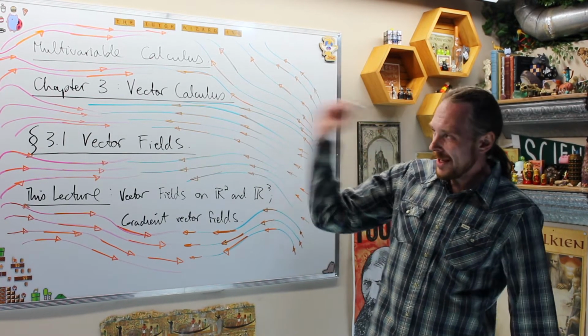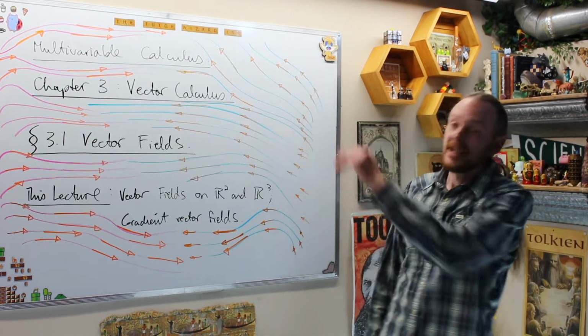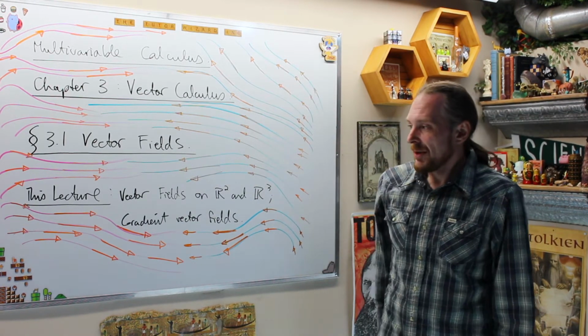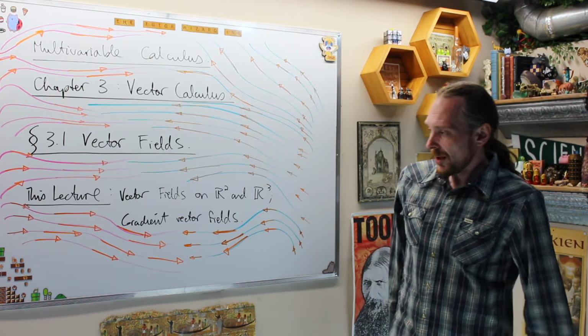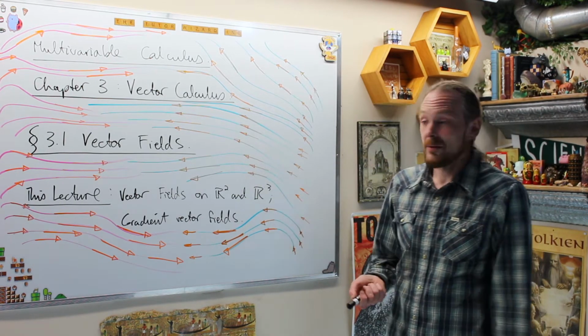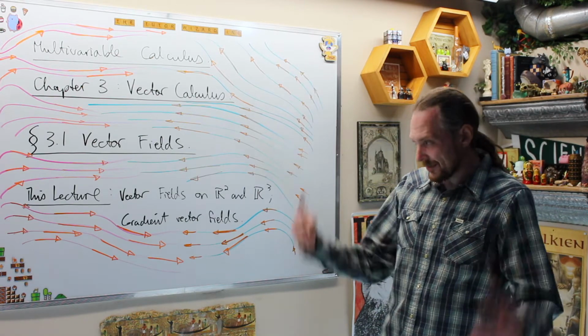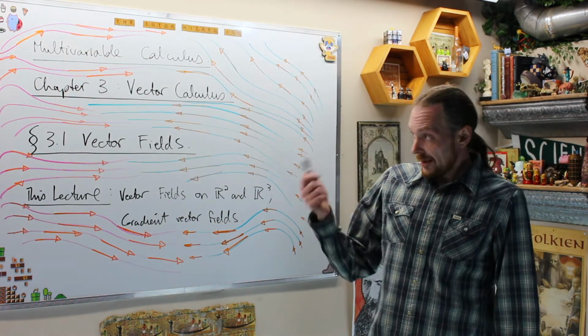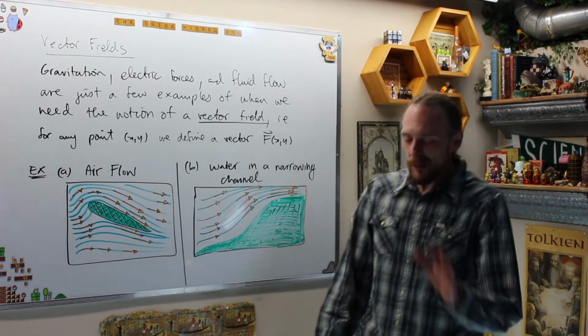We're doing multivariable calculus. Chapter 3 finally is vector calculus, and specifically 3.1 is going to be vector fields. This lecture, what we're going to do is vector fields on R2 and R3, on the plane and then in space. Of particular interest is gradient vector fields. Let's do that. First, as motivation, why do I want any of these things?